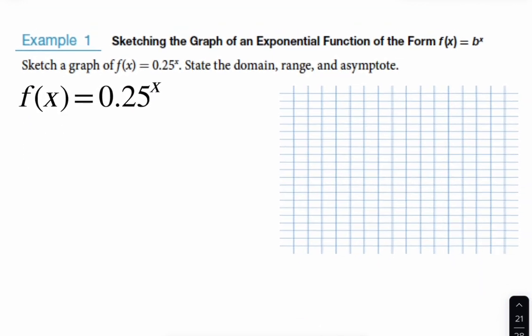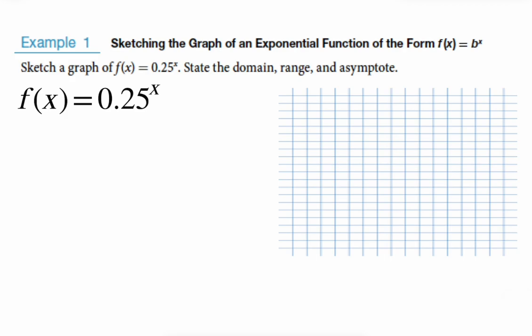So here we have one where, unlike the first graph we drew, where we had that base that was bigger than 1, now I want to show you one that has a base that is between 0 and 1. Okay, so let's take a look at what happens when we have a base like that. So we're going to do the same thing here. Since we have just that plain old x, let's just plug in -1, 0, and 1.